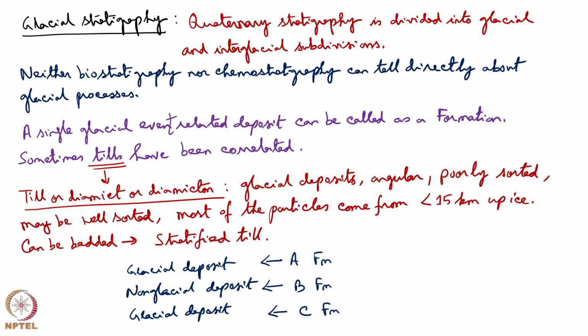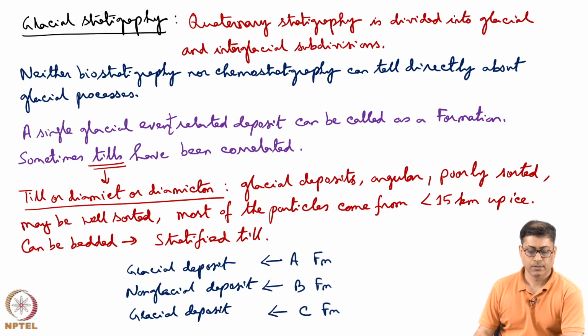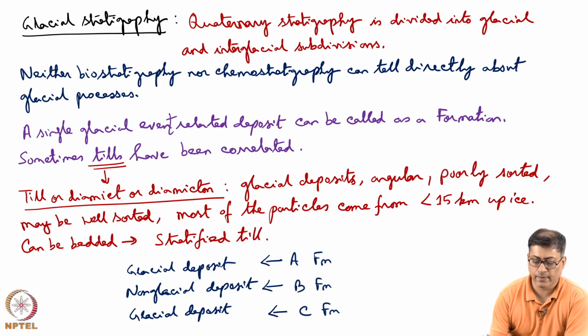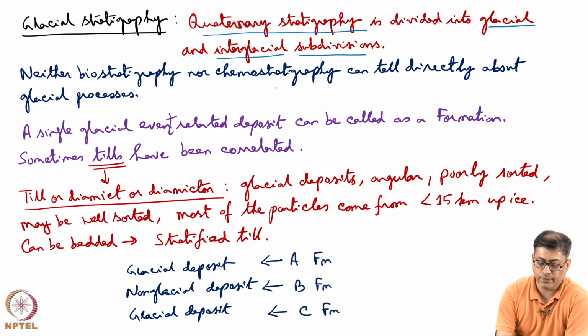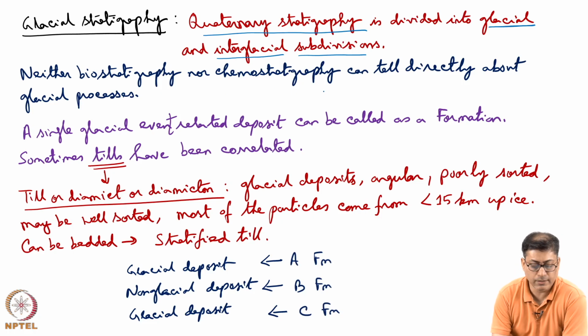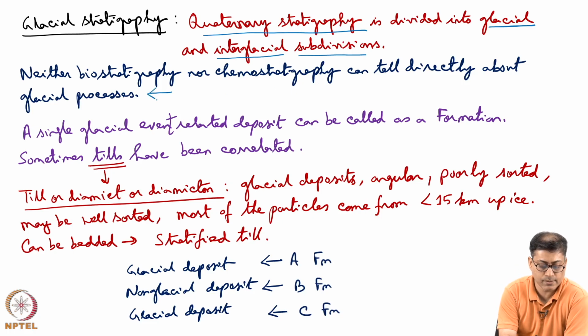Let us see the glacial stratigraphy. The quaternary stratigraphy is divided into glacial and interglacial subdivisions. When the glaciation happens, we can call the glacial time, and between two glacial periods is the interglacial period. And the quaternary stratigraphy can be divided into glacial and interglacial divisions. Neither biostratigraphy nor chronostratigraphy can tell directly about the glacial processes.